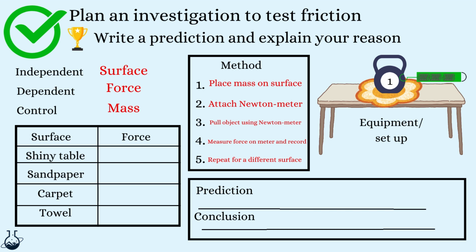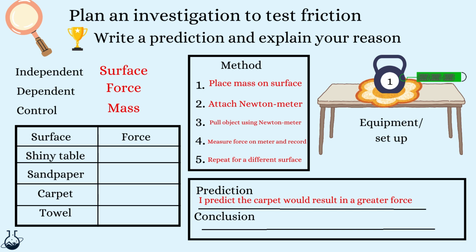An example of a basic method could look like this. A method is a step by step. It's important that it's written in order that they'll happen and include key equipment that you might need. And a prediction. For example, I predict the carpet will result in a greater force to pull the mass. Let's investigate and take a look.